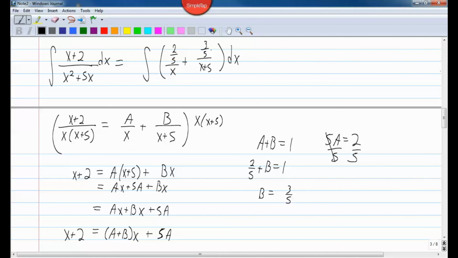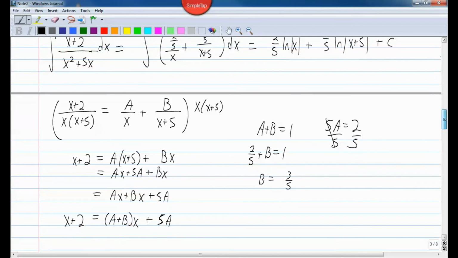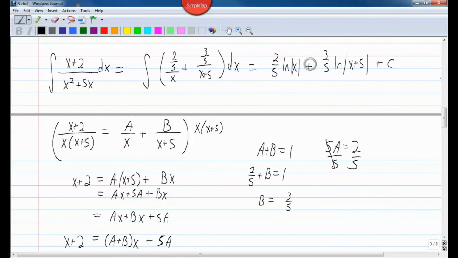This first integral is a natural log integral. The second integral is a natural log integral. So what is it? That's 2/5 times the natural log of the absolute value of x, plus 3/5 times the natural log absolute value of x plus 5 plus c. So you could rewrite that as, since there's a plus here, you could write it as a product. Before you do that, though, you would want to move your powers in. You want to use a power rule. So this is the natural log, the absolute value of x to the 2/5, plus the natural log absolute value of x plus 5 to the 3/5.